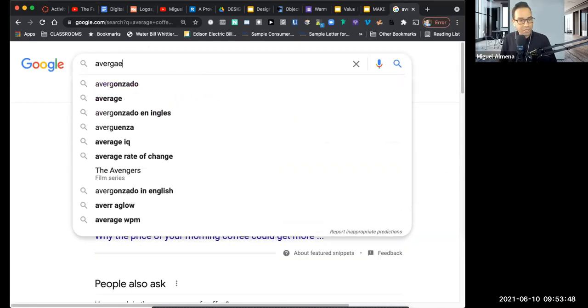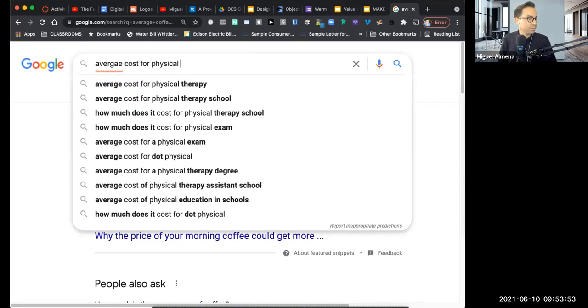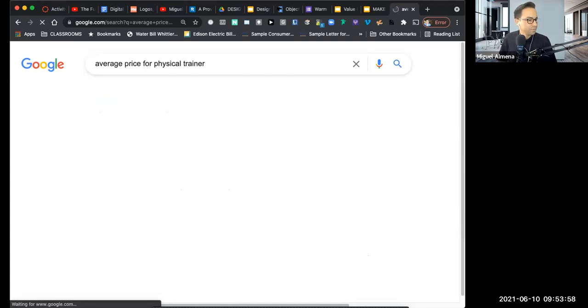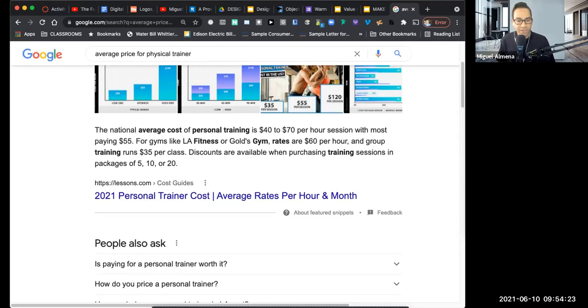So average cost for physical trainer. Okay. It says here the national average cost of personal training is $40 to $70 per hour session, with most paying $55. For gyms like LA Fitness or Gold's Gym, rates are 60 bucks an hour, and group training is 35 bucks per class. Discounts are available when purchasing, and so on and so forth. This is 2021 personal training cost average calculator.